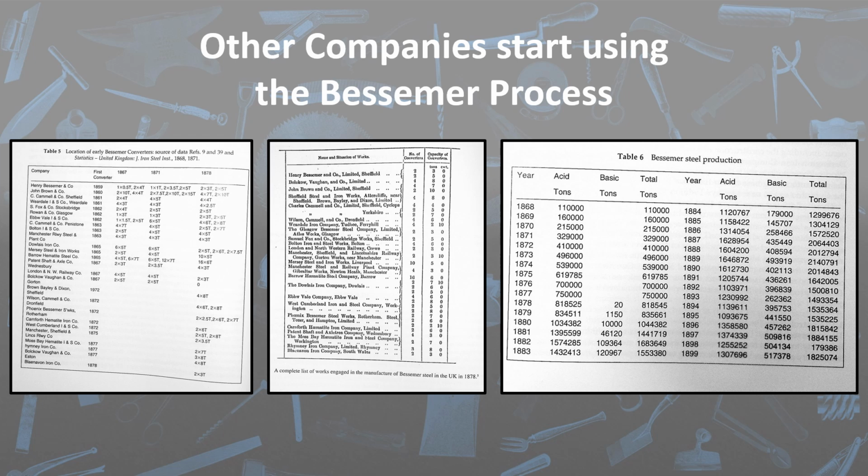From 1859 to 1878, a significant number of companies employed the Bessemer converter. The total tonnage of Bessemer steel production in 1883 was 1.8 million tonnes. 1.3 million tonnes of this was made by the acid process, and 500,000 tonnes using the basic process.